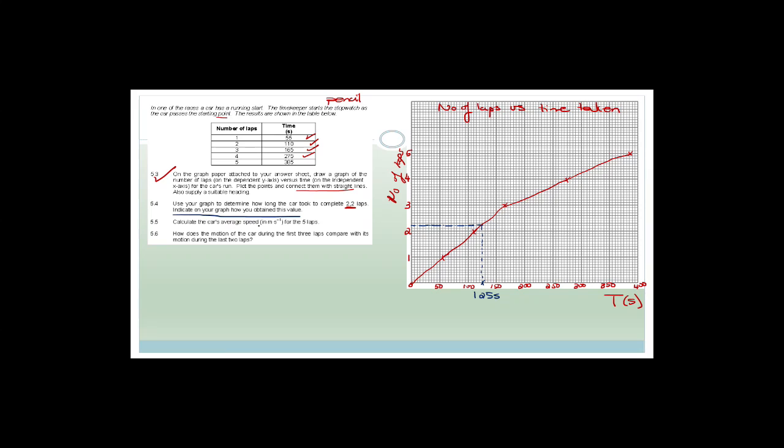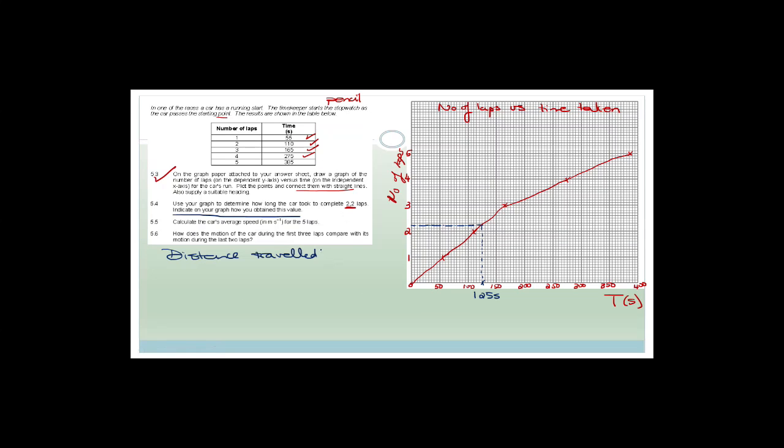Now it says, calculate the average speed for the 5 laps. The average speed for the 5 laps. So do you agree we've got the time, and we've got the distance. We know the distance traveled for the 5 laps was what? We worked it out. Okay, let's go back and see. It was 10,000 meters. So 10,000 meters is the distance traveled. We also know the time it took to travel those 5 laps was 385 seconds. There is the time it took to travel 5 laps.